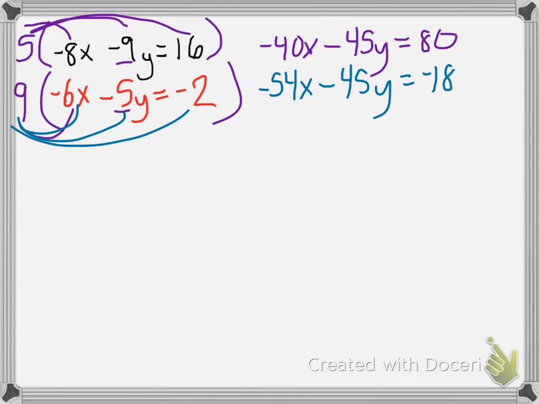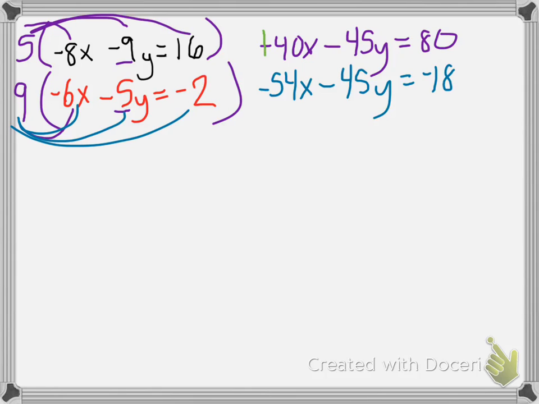So now, when I look at my y's, I'm closer to eliminating. But I can't really eliminate them because a negative 45 and a negative 45 make negative 90. They don't cross out. So what I can do is multiply everything in one of the equations by negative 1. When you multiply by negative 1, it just flips all the signs. I'll just do it to the top one, but you could do it to the bottom one too.